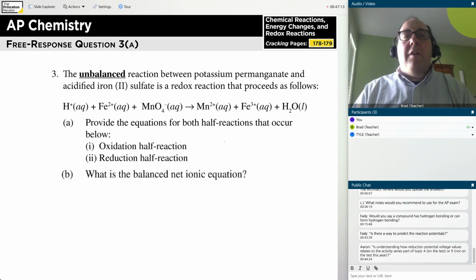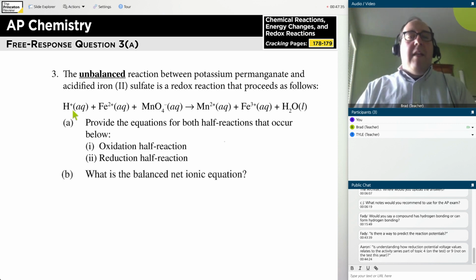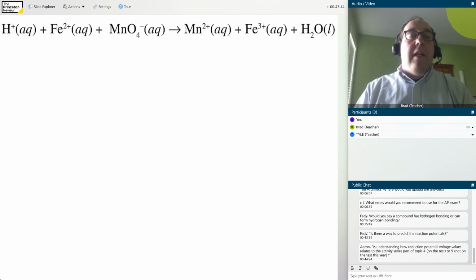Let's go ahead and take a look at a free response question to put some of this together. This free response question is showing us what they note is an unbalanced reaction between potassium permanganate, this species here, and acidified iron sulfate. There's the iron sulfate, iron +2. The acidified is the H+, but that's not on the exam, right? This is asking us to provide the equations for both half reactions that occur below, both the oxidation and reduction reactions, and then the balanced net ionic equation, meaning put the half reactions together.